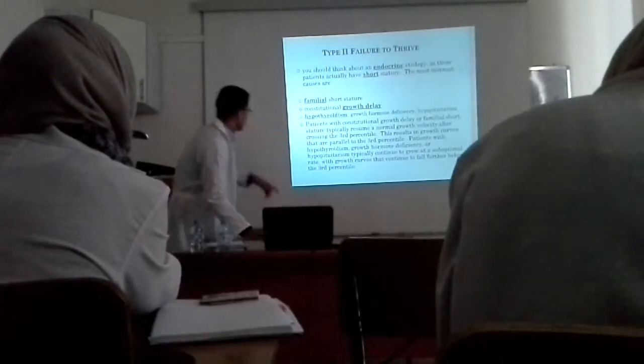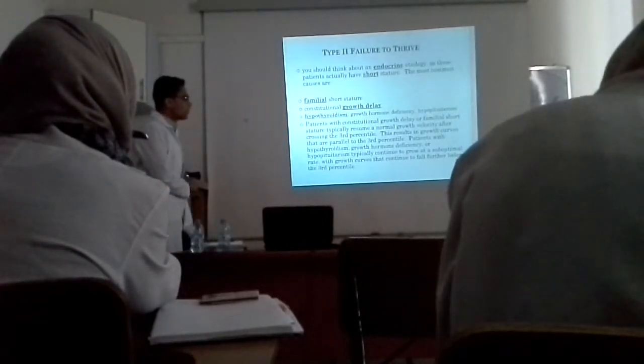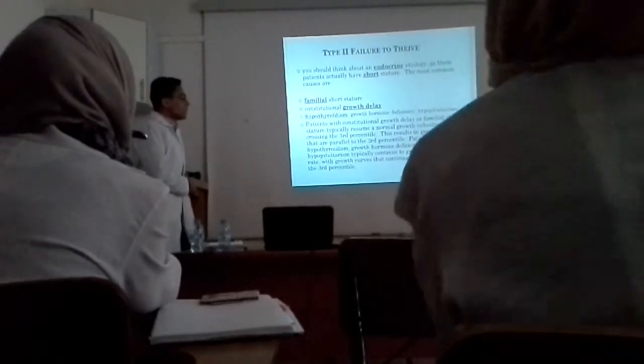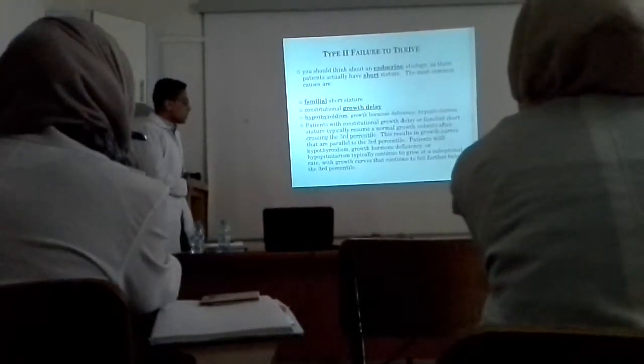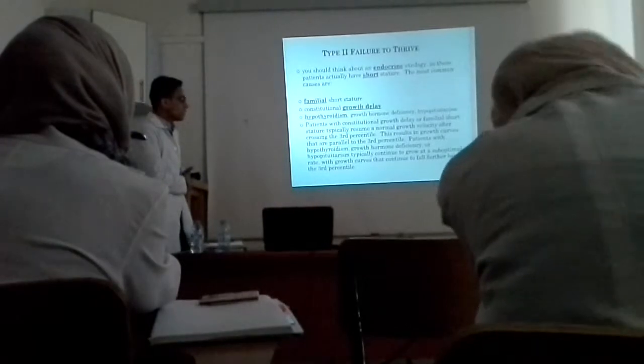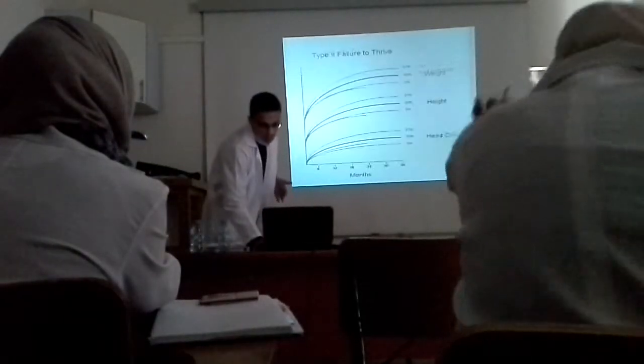هلا هون في عندنا نقطه هاي patients with constitutional growth delay or familial short stature typically resume a normal growth velocity after crossing the third percentile. This results in growth curves that are parallel to the third percentile. Patients with hypothyroidism, growth hormone deficiency, or hypopituitarism typically continue to grow at suboptimal. خليني اشرح لكم اياها كيف.